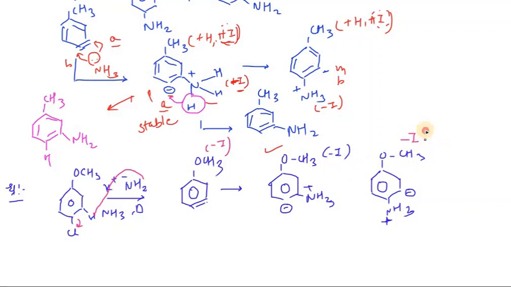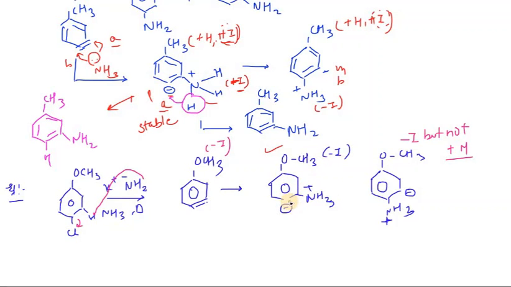We are considering only minus I, but not plus M. We are not considering plus M here. That is a very interesting factor, that we always give preference to the plus R and plus M groups over the plus I, the inductive effect. So why the inductive effect here? Because it is not in the chain where it is going into resonance.